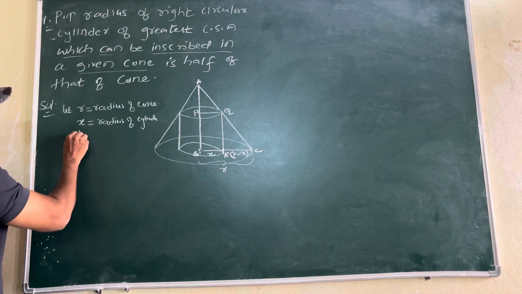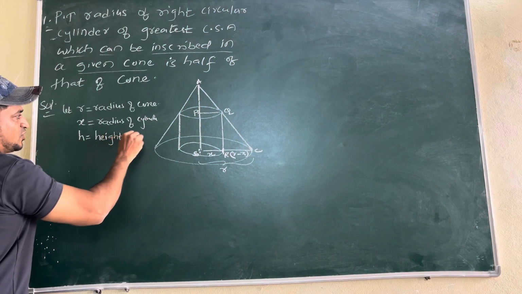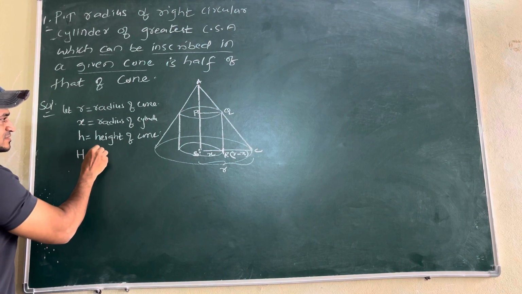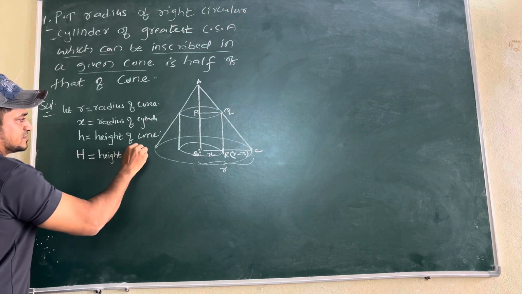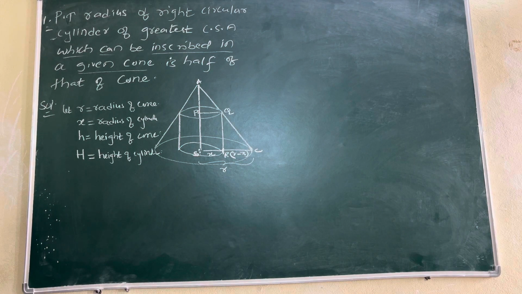Now small h equals the height of the cone, and capital H we will consider as the height of the cylinder. These are the terms which we have to consider.